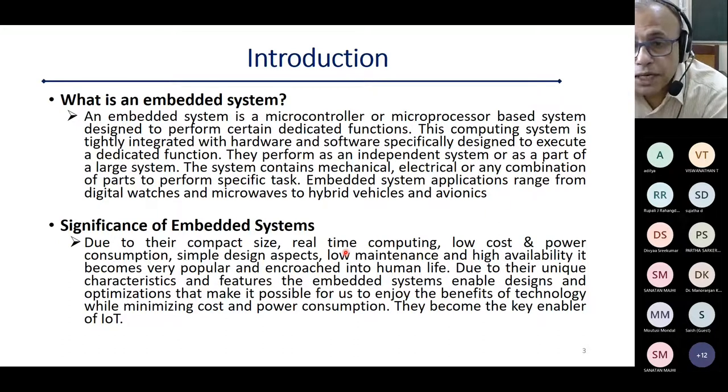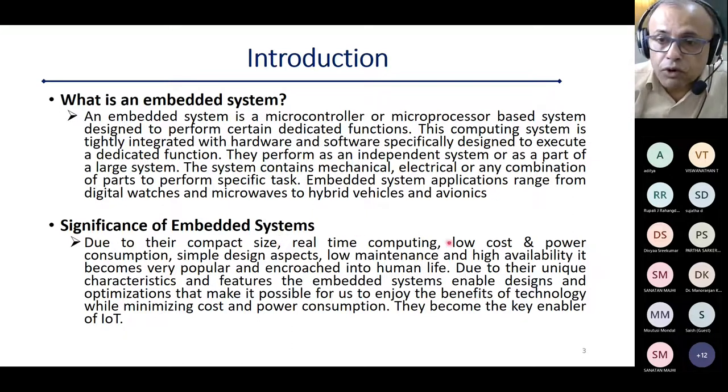It should be real-time computing. It should be compact in nature, not a very bulky circuit. It should be low cost, and the power consumption should be minimum. Simple design aspect, plug and play kind of thing. And low maintenance and high availability.